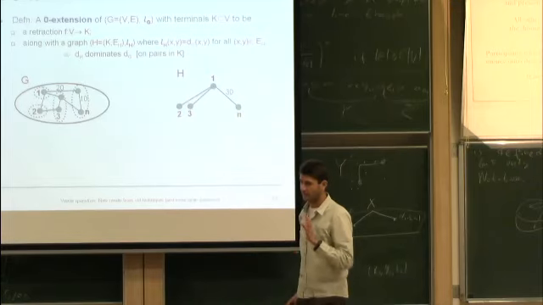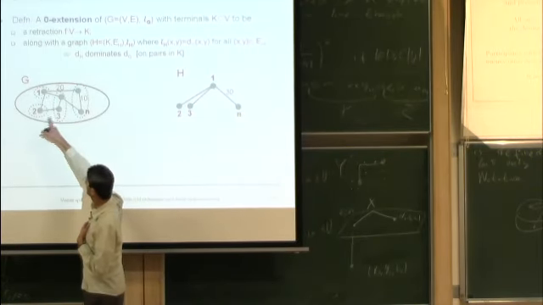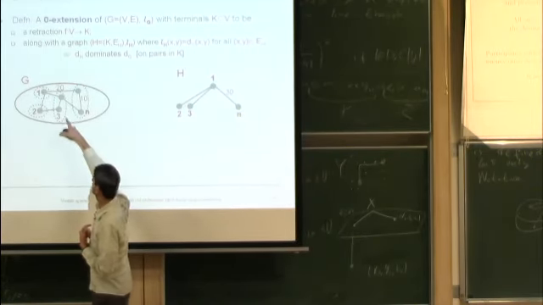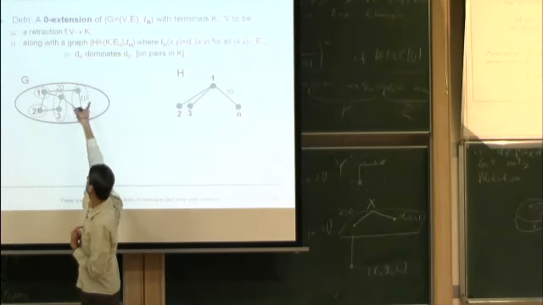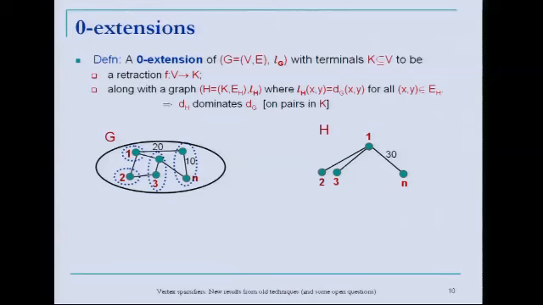Yeah, I mean, is the definition clear? This is like the retraction. So basically, the circles represent the terminals, which are 1, 2, 3, and n. So this terminal is mapped to itself. These two vertices are mapped to this terminal.